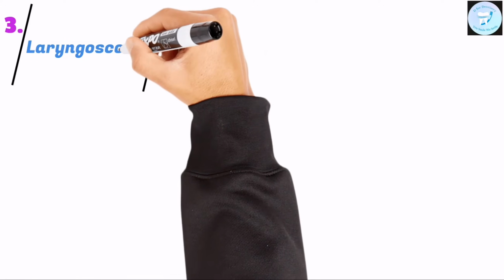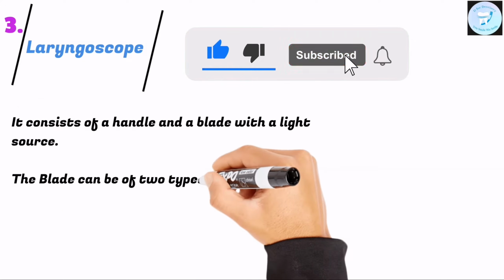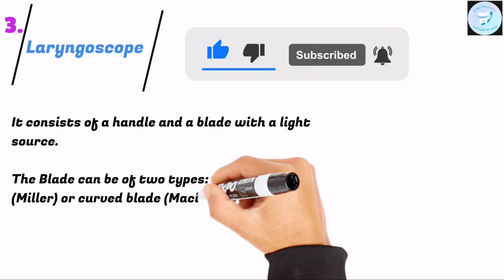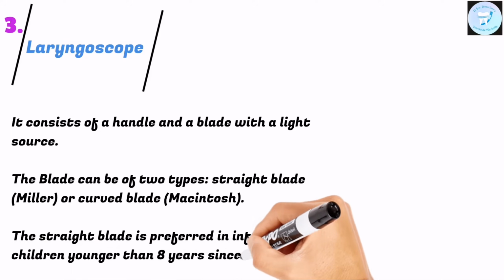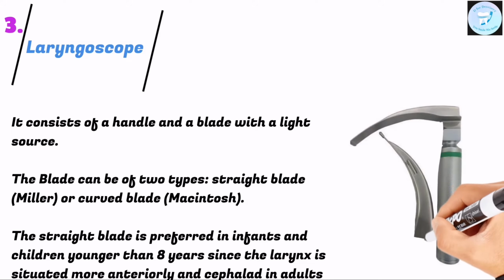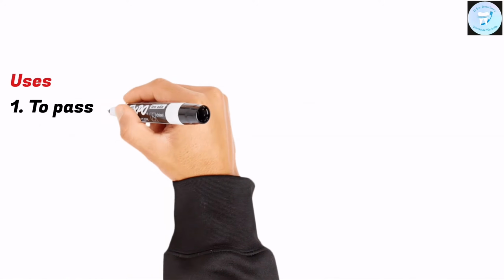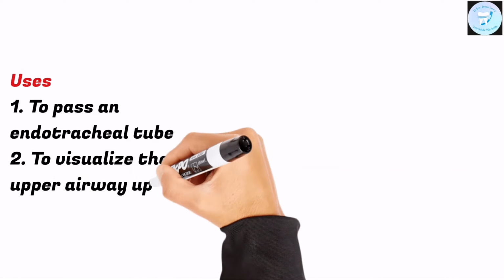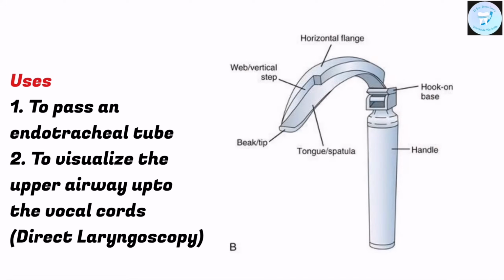3. Laryngoscope. It consists of a handle and a blade with a light source. The blade can be of two types, straight blade Miller or curved blade Macintosh. The straight blade is preferred in infants and in children younger than 8 years, since the larynx is situated more anteriorly and cephalad than in adults. Uses. To pass an endotracheal tube. To visualize the upper airway up to the vocal cords, direct laryngoscopy.